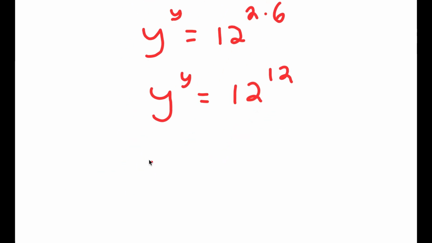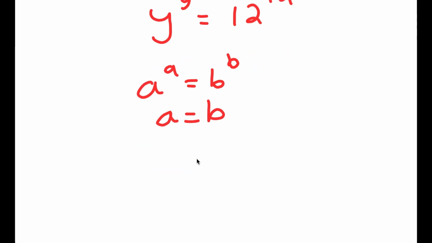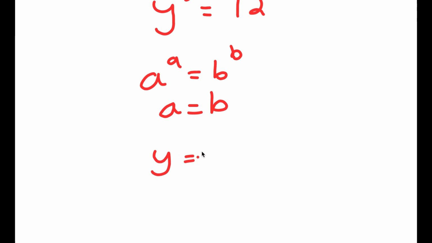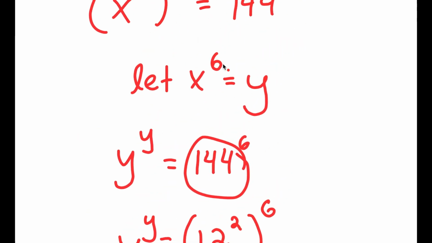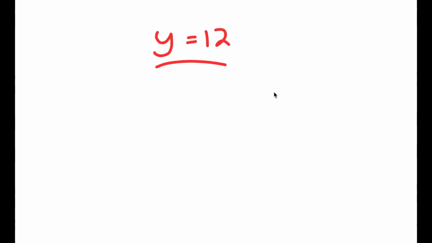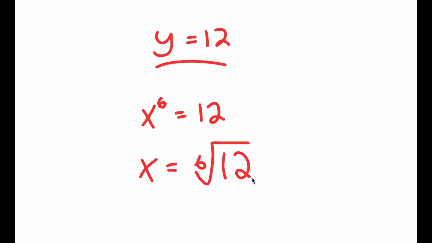And if I have something in the form a to the power of a is equal to b to the power of b, then this means that a is equal to b. So in this case, y to the power of y is equal to 12 to the power of 12, meaning y is equal to 12. And now remember how we let x to the power of 6 equal to y. So I have x to the power of 6 is equal to 12, meaning x is equal to the 6th root of 12.